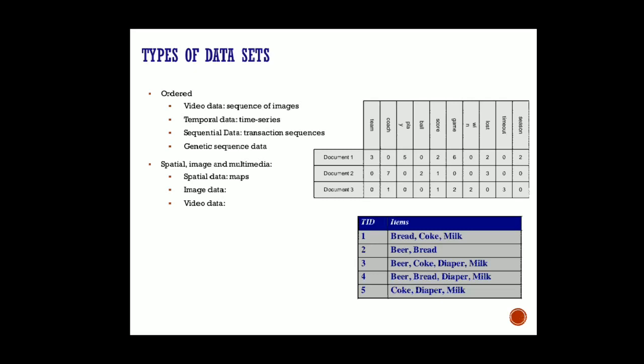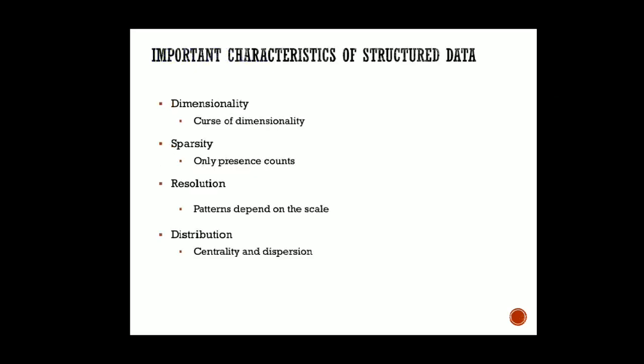Then spatial, image and multimedia. Multimedia may consist of video data, multimedia may consist of audio, multimedia may consist of images, and so on and so forth. Okay, so these are the types of data sets available. Next, we have to know whether my data mining is capable of working on all of the data sets or not. Okay, next we will see this one, that is important characteristics.